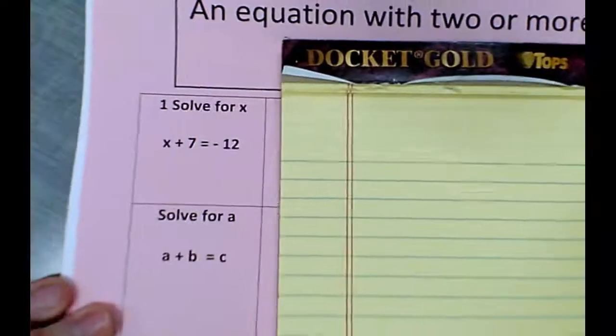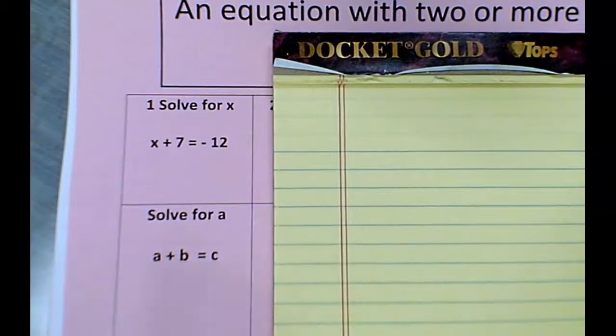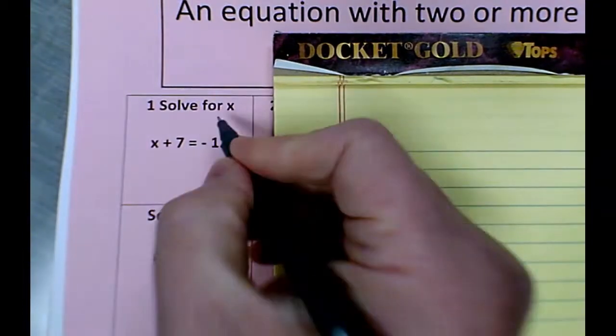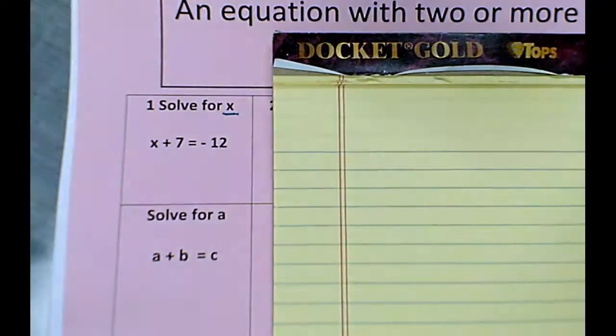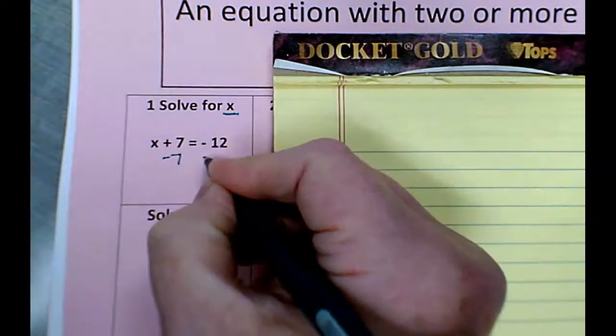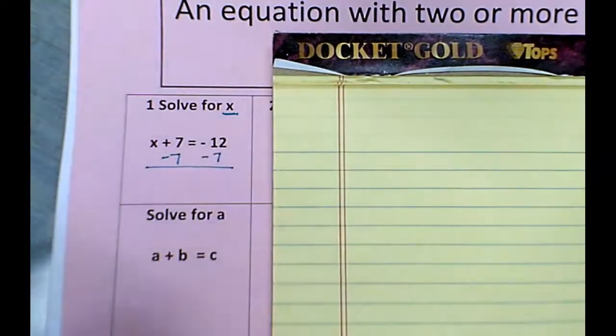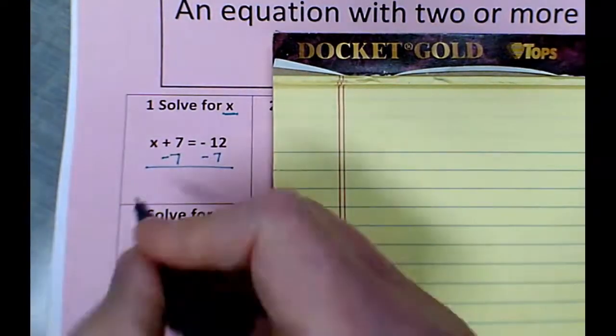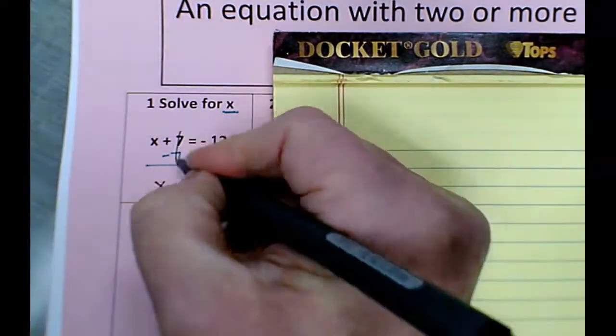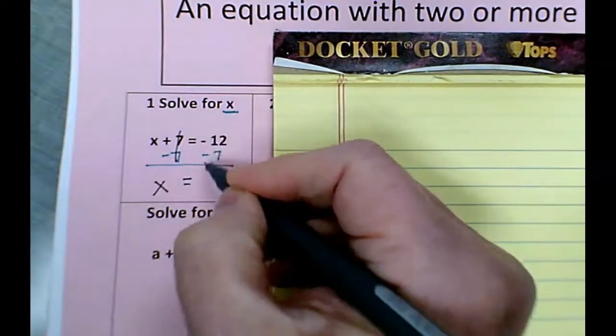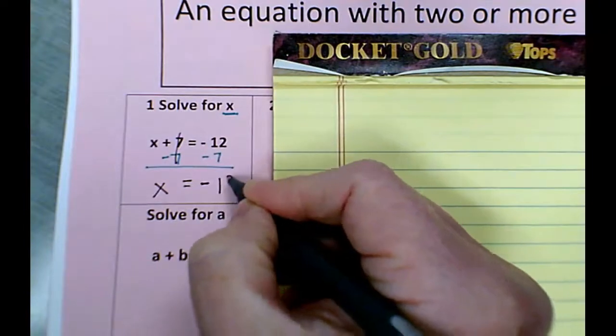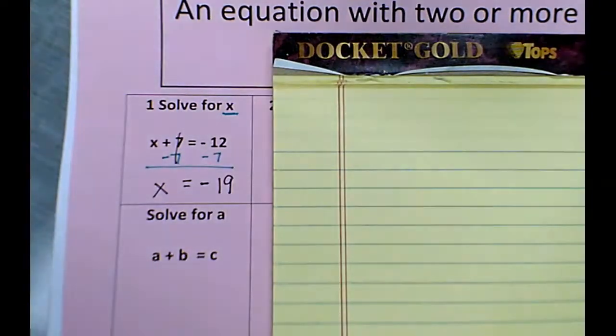Example number 1 looks like this. In this first example, we are going to solve for x. That means we want x by itself. So, we're going to subtract 7 from both sides. And then the 7s will cancel out. These have the same sign, so I would add them up and keep the negative sign. And so that's what x is equal to.